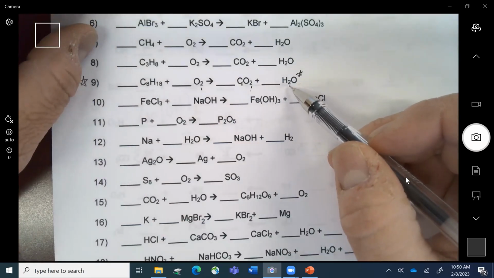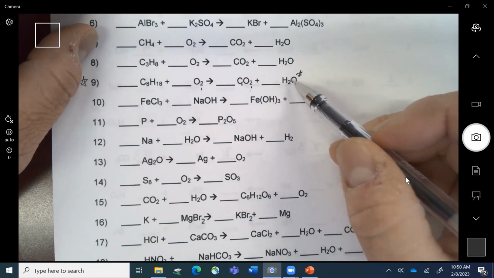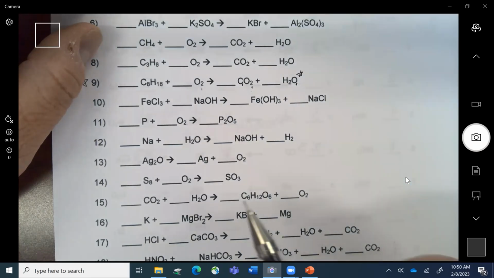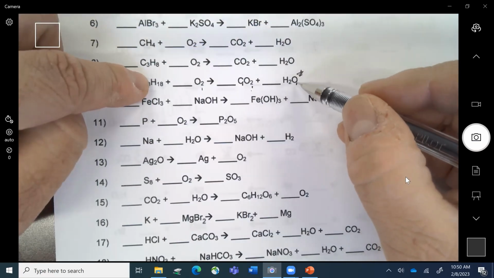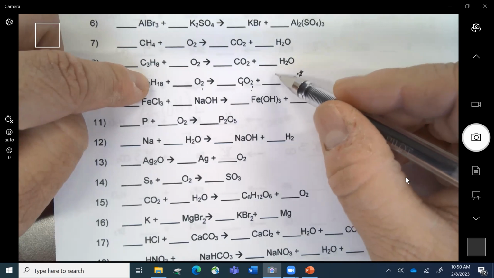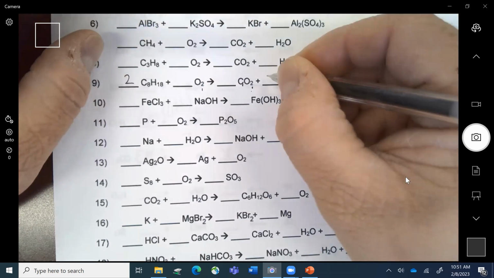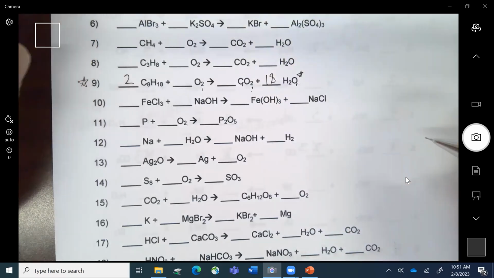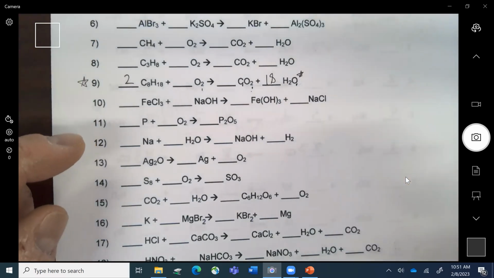How would I get this water to 36? 18. Would that 18 make this oxygen an even number? Absolutely, it does. Okay, so what you do is you just keep working on balancing hydrogens back and forth till this coefficient here would be an even number, because then it works with this. So I'm going to put 2 here and 18 there. Okay, because 2 times 18.